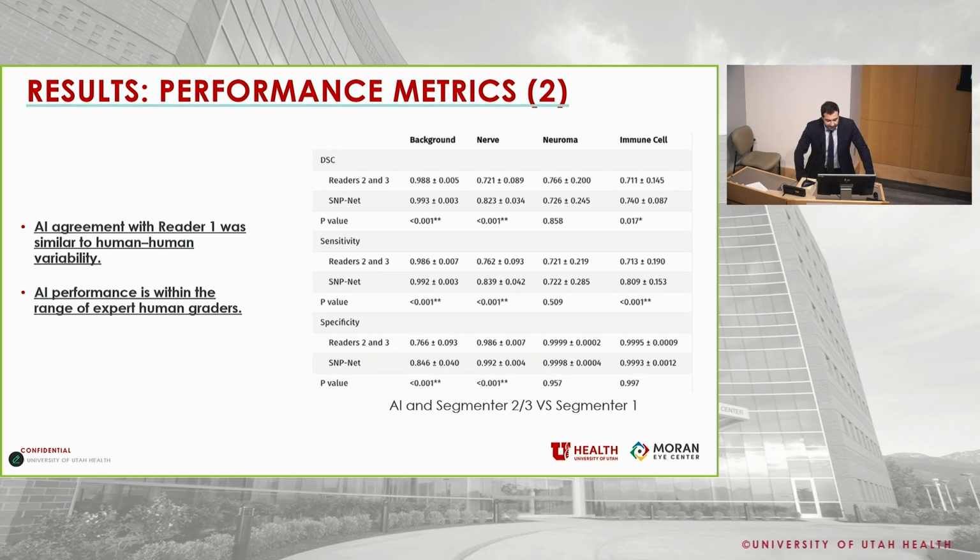After that, we tried to see if we could compare it to human variability. So we compared the performance of the AI versus the ground truth or reader 1, and then we got 2 other readers to segment and then compare it to the reader 1 as well. And we saw that there was a lot of similarities between them. Also looking at the numbers, all above 0.7, particularly for background, and a lot of good comparison between the readers, which shows that it can be present within a variable range of human expert graders.